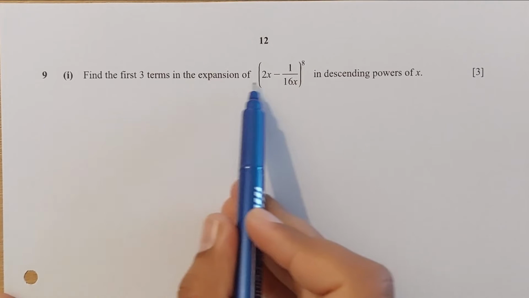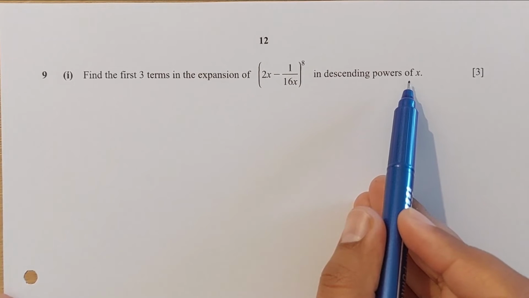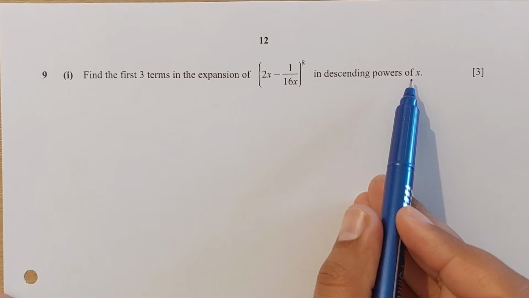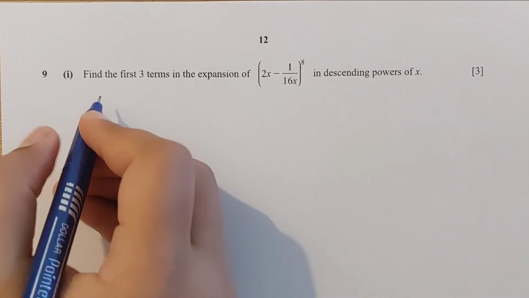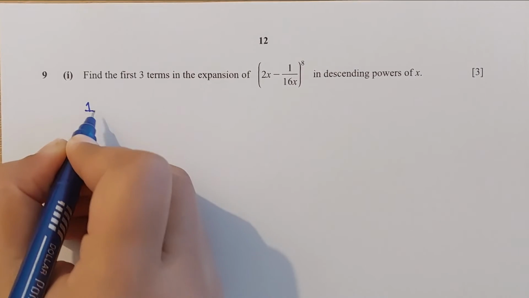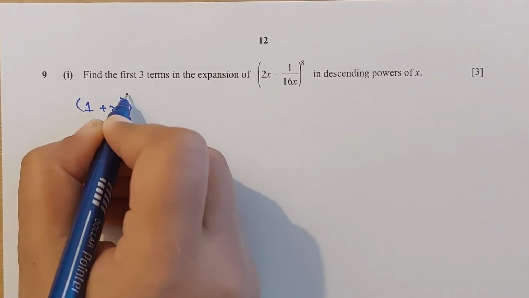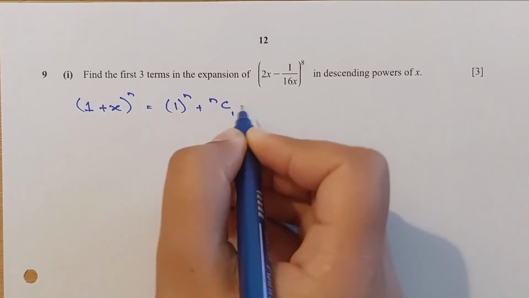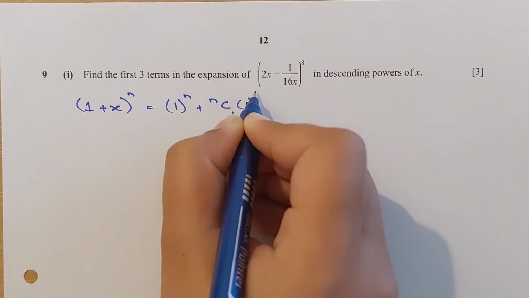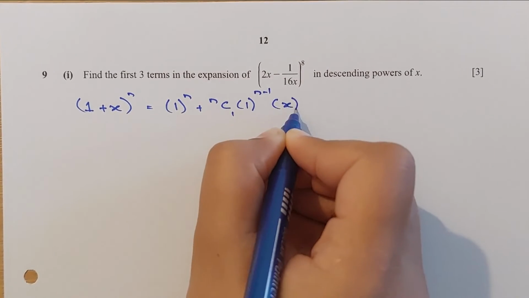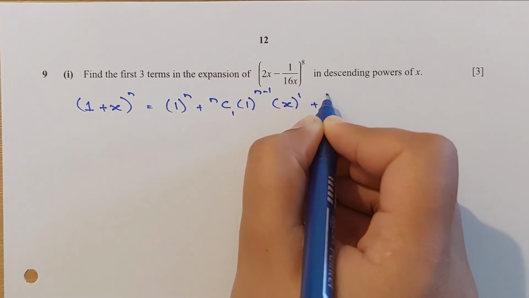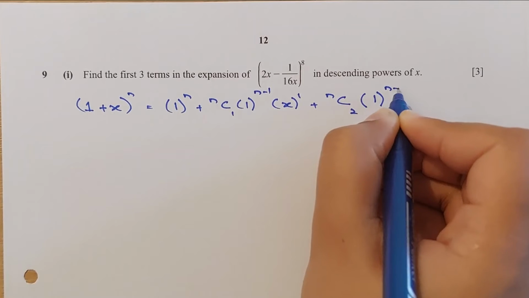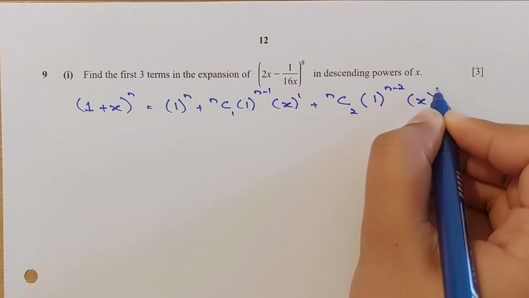Find the first three terms in the expansion of this in descending powers of x. Descending powers are the decreasing powers of x. We have the formula for the binomial expansion, (1 + x)^n. So we have 1^n plus nC1, 1^(n-1) and x^1, plus nC2. The power of 1 keeps reducing by 1 and the power of x keeps increasing by 1.